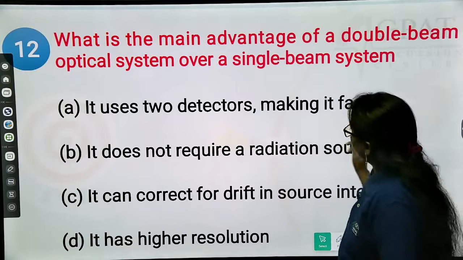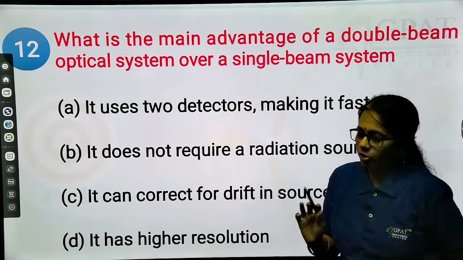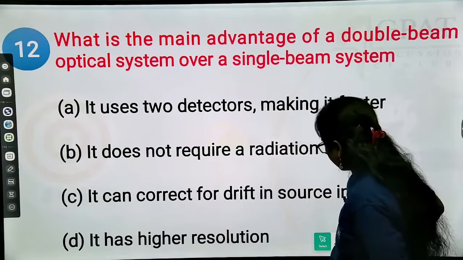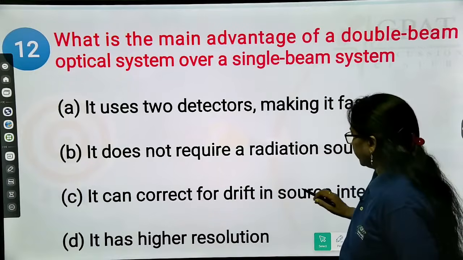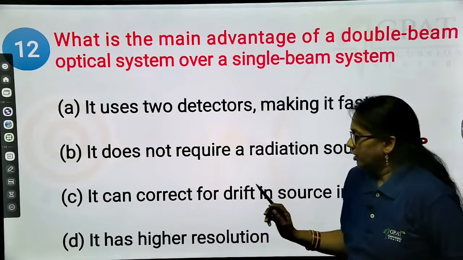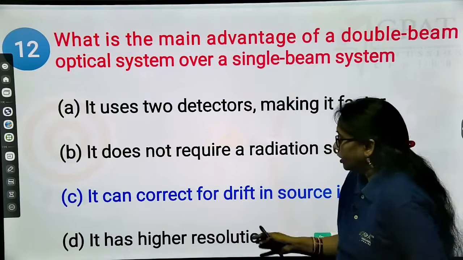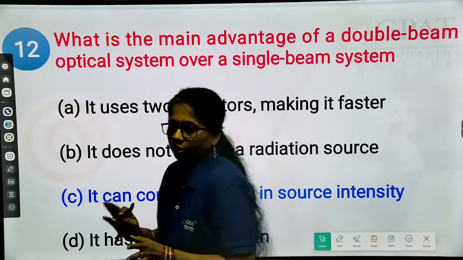It uses two detectors, making it faster. No, not at all. It does not require a radiation source. This is also a wrong answer. It can correct for the drift in the source intensity. Yes, so option C is going to be the right answer. It has a higher resolution. No, resolution wise it is not going to affect.